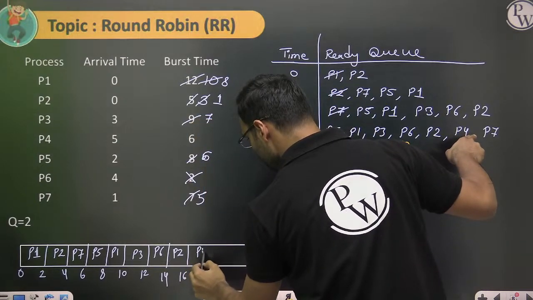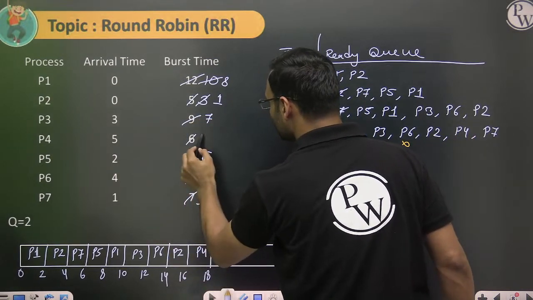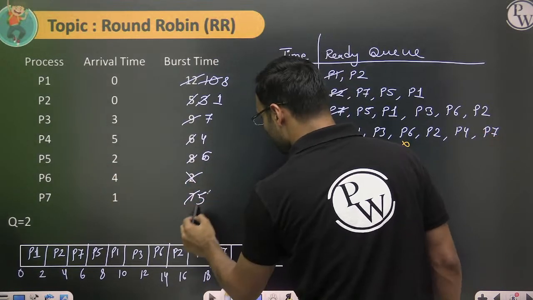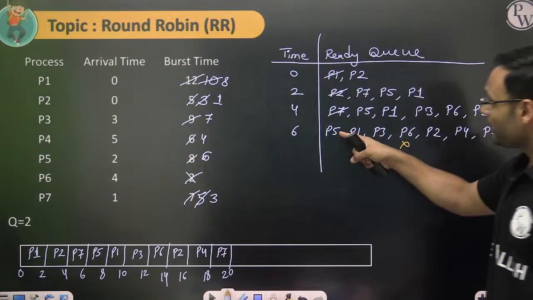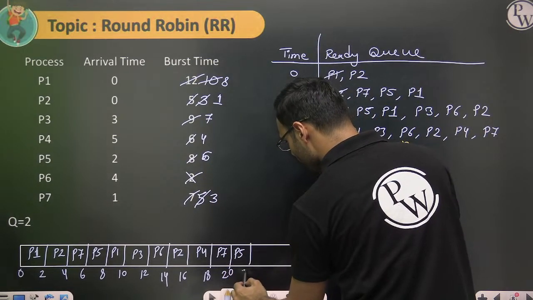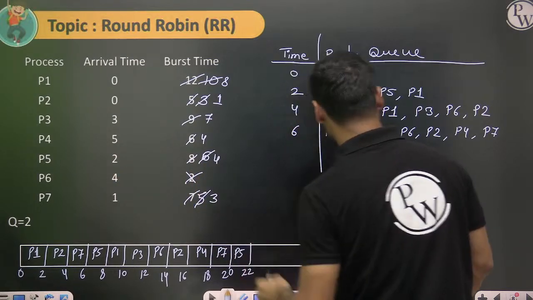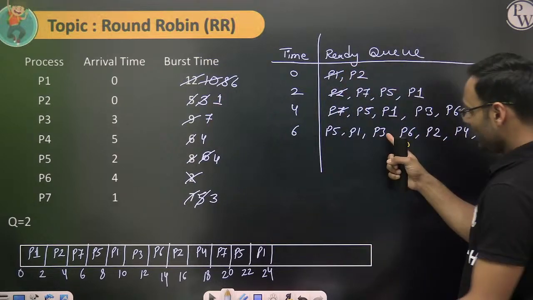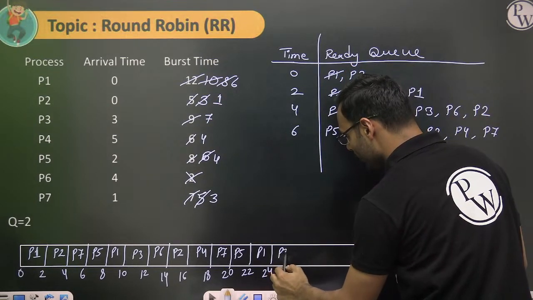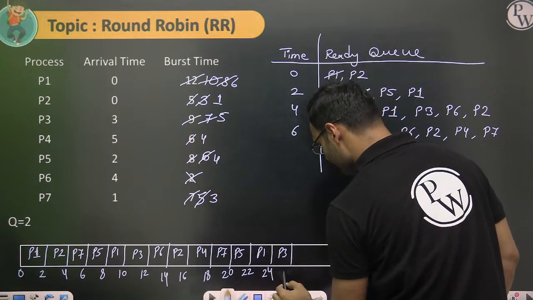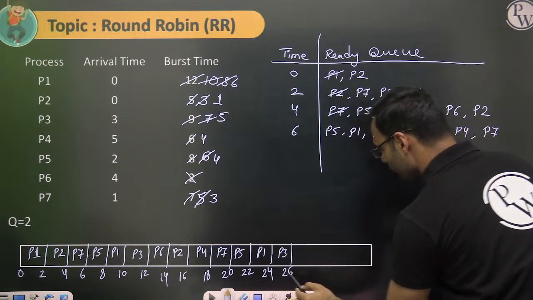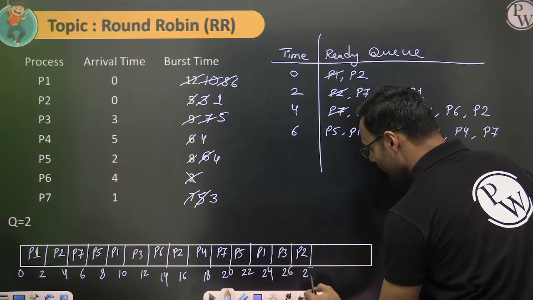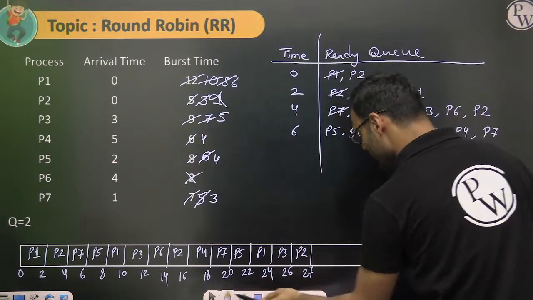Then P4. Till 18. P4 remaining is 4. Then P7. 20. Remaining 3. Then again P5. 22. Remaining 4. Then P1. 24. Remaining 6. Then P3. P3 remaining 5. 26. Then P6 done. P2 is still remaining. Yes, 1 time unit remaining. 27 and over. So P2 is also done.